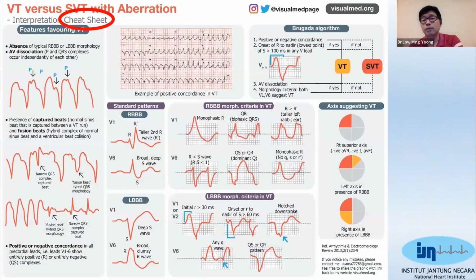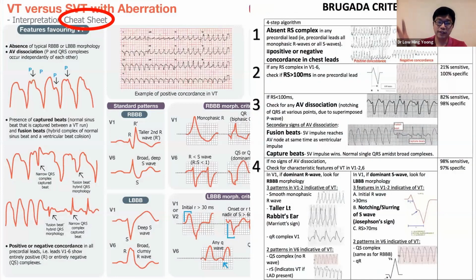And then this is the very famous Brugada criteria. Most of us use it. You have four steps and it's also very confusing for me. So I'll try to explain this criteria to you. Actually, all these criteria use a very simple logic behind them. A lot of things in ECG are logic if you know the reason behind it. For this, it's very simple. You have four steps.